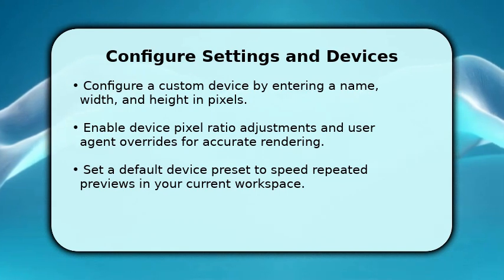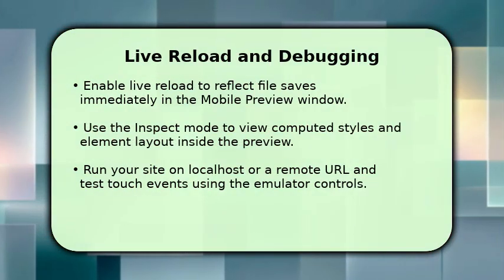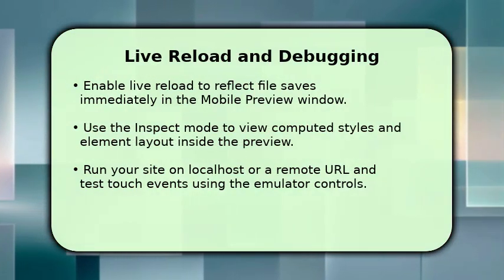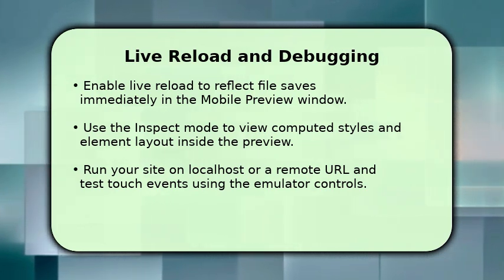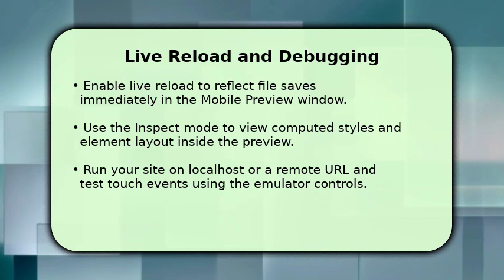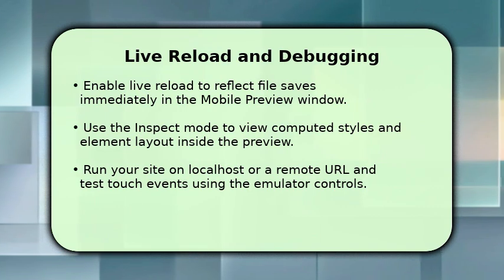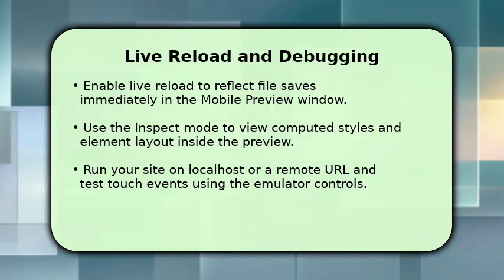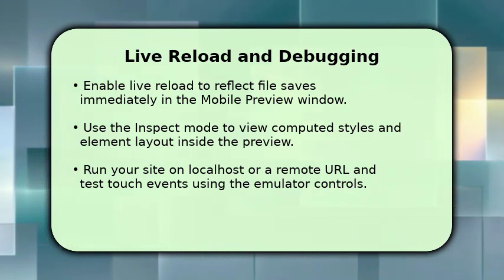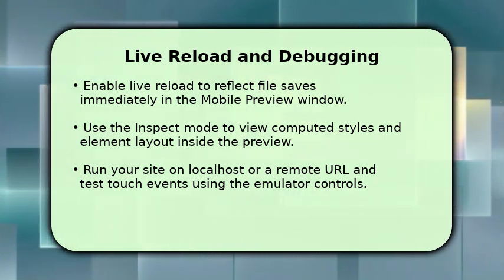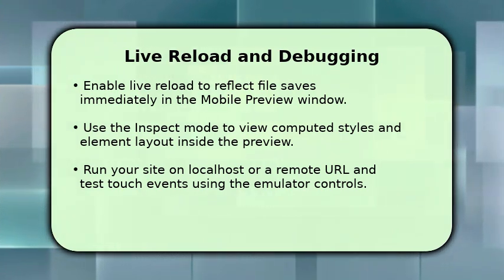Enable live reload so file saves immediately update the Mobile Preview window and speed testing cycles. Toggle the live reload option in the top bar of the preview to ensure HTML, CSS, and JS changes apply without manual refreshes. Use inspect mode to select elements inside the preview and view computed styles, layout, and applied CSS rules. Run your site on localhost or provide a remote URL to the preview to test real server behavior. Finally, use the emulator controls to simulate touch events.